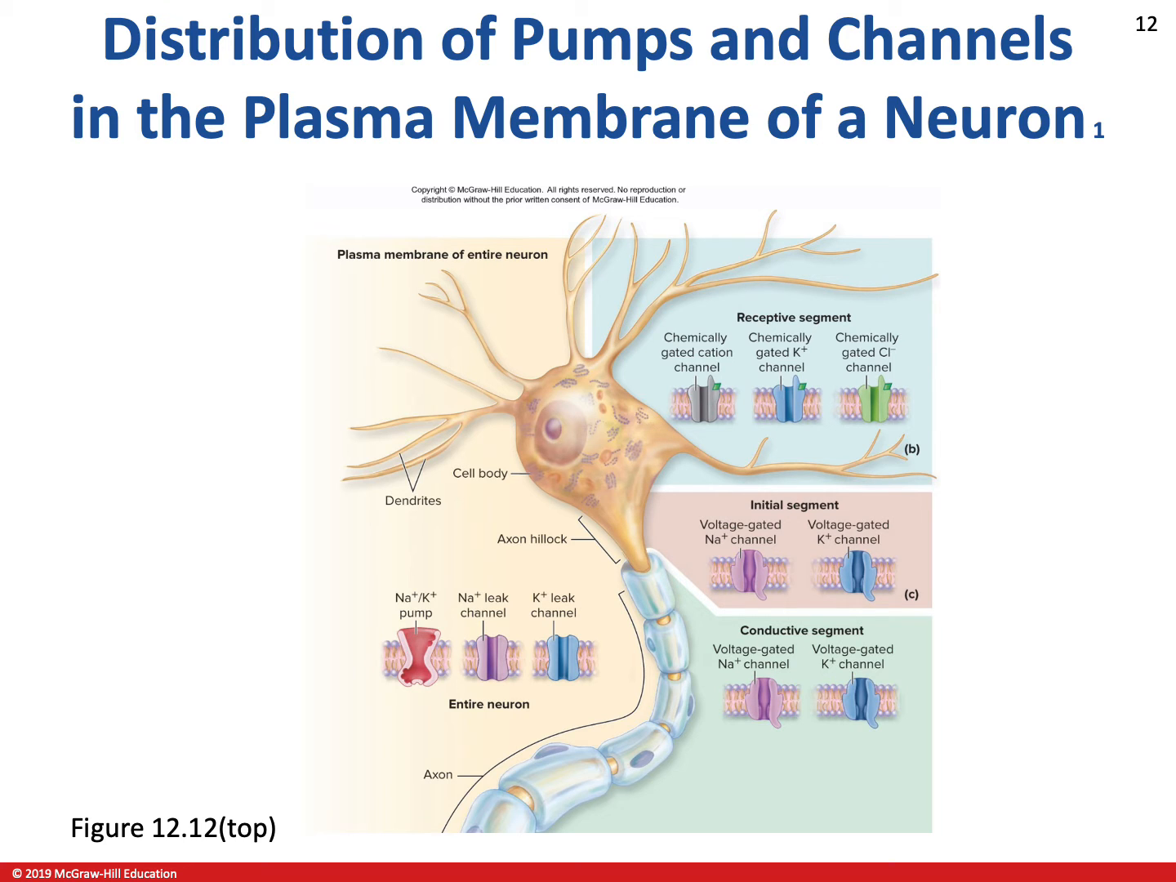In the next segment of the neuron, which we call the initial segment, the initial segment is actually the axon hillock. You can see voltage-gated sodium channel and voltage-gated potassium channel. In the next part of our neuron, which is our axon, and we call it the conductive segment in neurophysiology, you can see voltage-gated sodium channel and voltage-gated potassium channel.